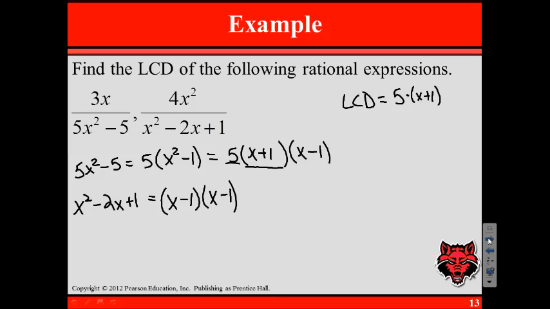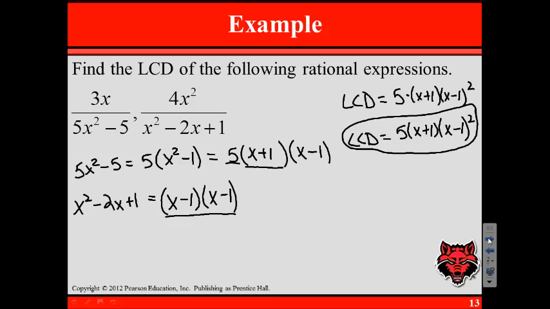Now x minus 1. In the first factorization, we have one factor of x minus 1. In the second factorization, we have two factors of x minus 1. So the most that x minus 1 ever shows up is 2 times. So we need two factors in the answer. We write x minus 1 times x minus 1, or we could write x minus 1 squared. So the LCD would equal 5 times x plus 1 times x minus 1 squared, and it would be perfectly fine if you wanted to write that out as x minus 1 times x minus 1.